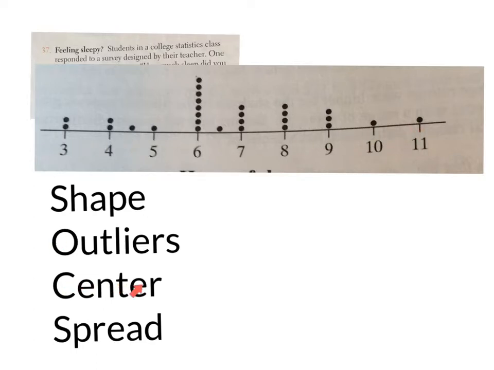And then the center, where's the middle? And if you remember from 8th grade, mean, median, and mode, those are all measures of center. But we can just take a look and we can see that it's right around 6.5 is the middle of this graph. Okay, there are more numbers on this side than there are on this side, so it's probably a little higher.